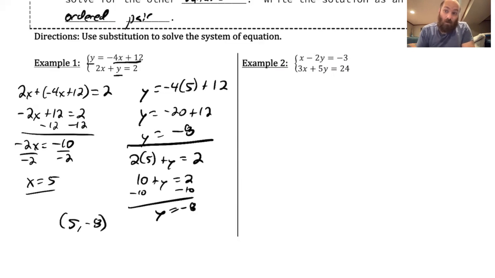Write it as an ordered pair. Unless it's a word problem, please write it as an ordered pair. It's a point on the graph where the two lines cross, and you just show that. All right, let's take a look at the next one.